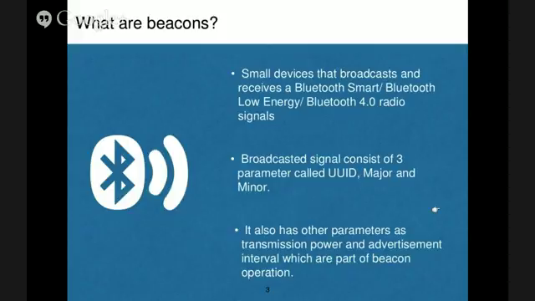A beacon also has other parameters, namely transmission power and the advertisement interval, which are very important parameters of the beacon stack and which directly affect the operation of the beacons. Moving on to the next slide.